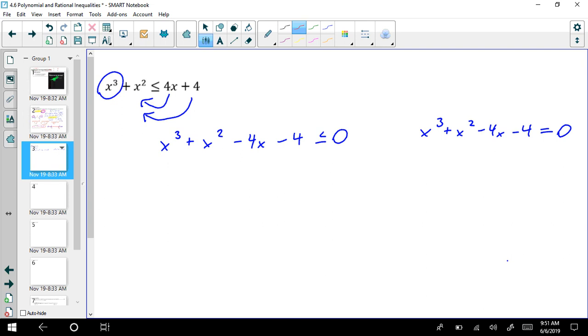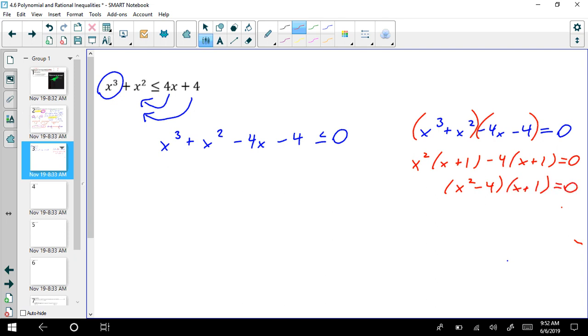Because there's 4 terms, let's group it. So from the first group, x squared. From the back group, -4. So I get x squared minus 4 and x plus 1. Set each piece equal to 0. So I get -1. This guy I would add 4 over and then square root it. Make sure when you square root both sides, we get a plus minus 2.